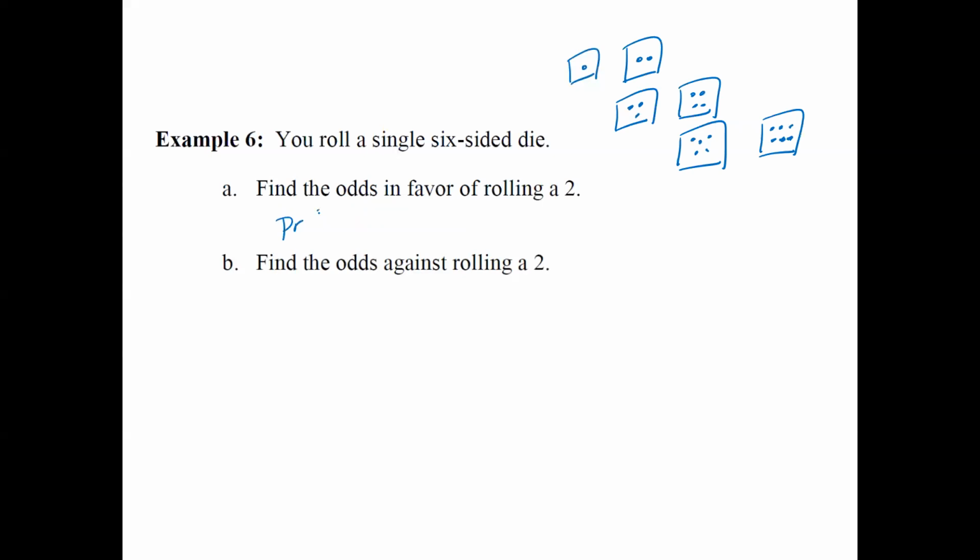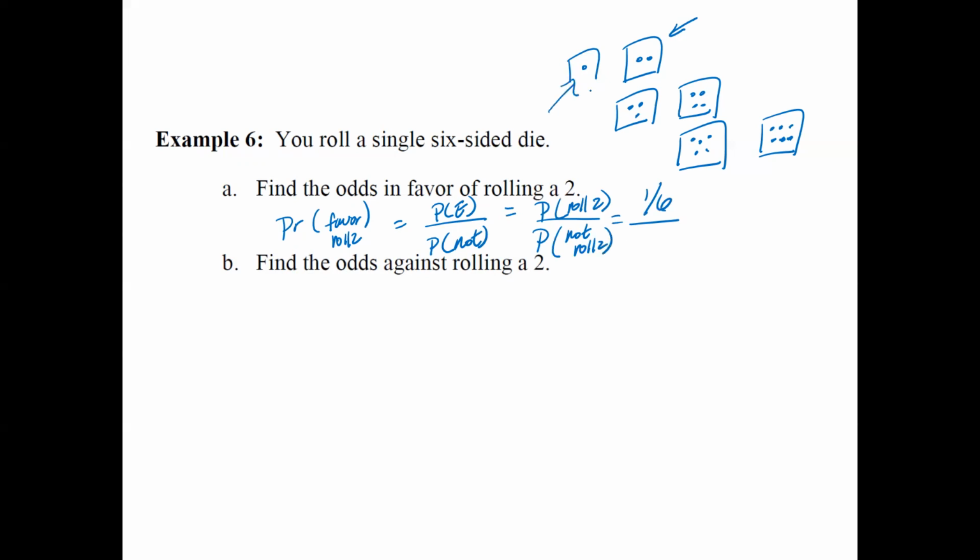So then in that case, you're looking at the odds in favor of rolling a 2, which is the probability of rolling a 2 divided by the probability of not rolling a 2. So your probability of rolling a 2 is going to be 1 over 6 because there's a total of 6 faces and there is just one 2. Now your probability of not rolling a 2 is going to be, it could be 1, it could be 3, 4, 5, or 6. So 5 over 6.